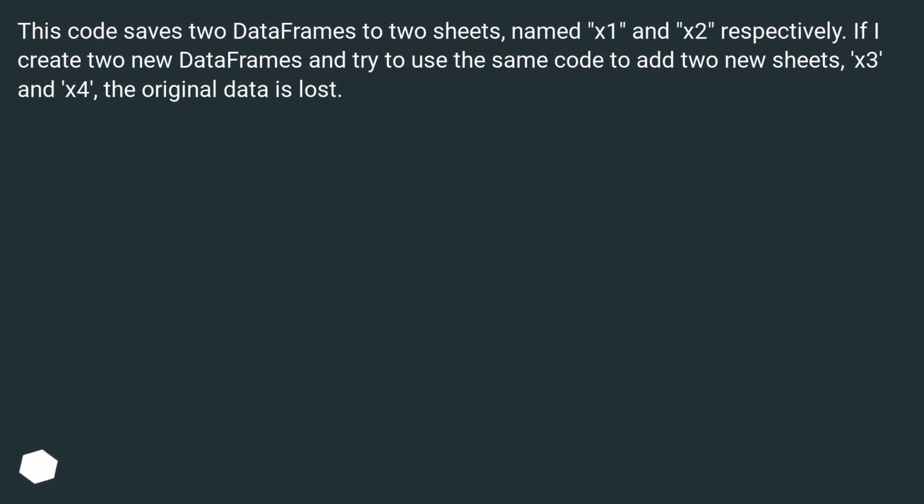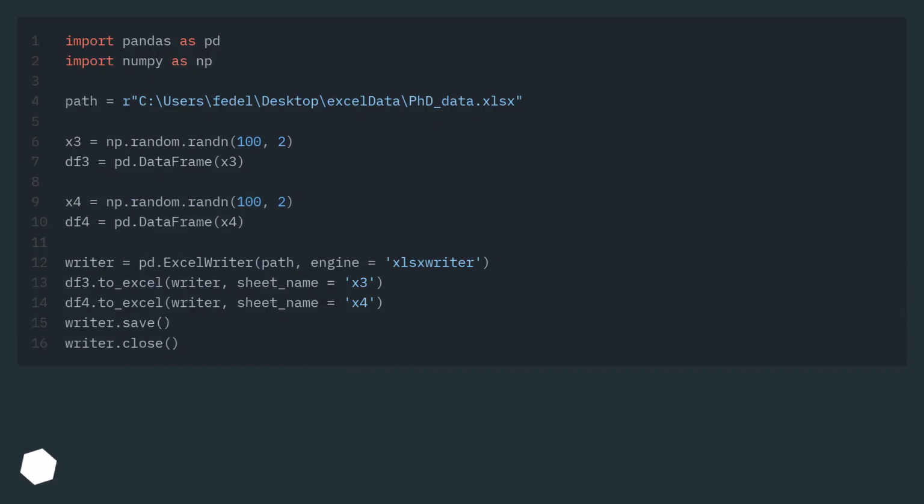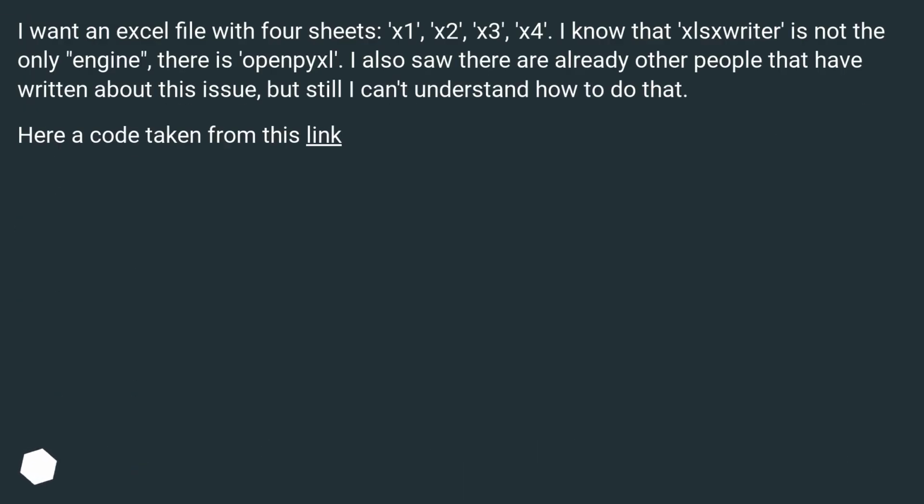This code saves two data frames to two sheets, named x1 and x2 respectively. If I create two new data frames and try to use the same code to add two new sheets, x3 and x4, the original data is lost. I want an Excel file with 4 sheets, x1, x2, x3, x4.